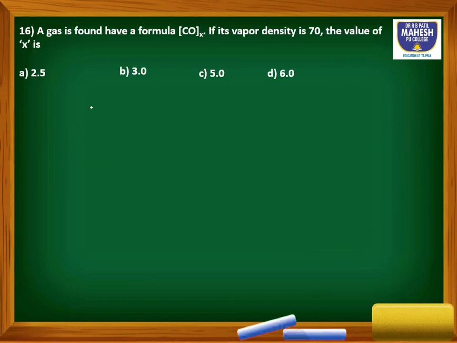Question number 16. A gas is found to have the formula COx. Vapor density is 70. So we have to find out x. This is simple. We know molecular mass is equal to 2 into vapor density. So 2 into vapor density, which is 70, is equal to 140.